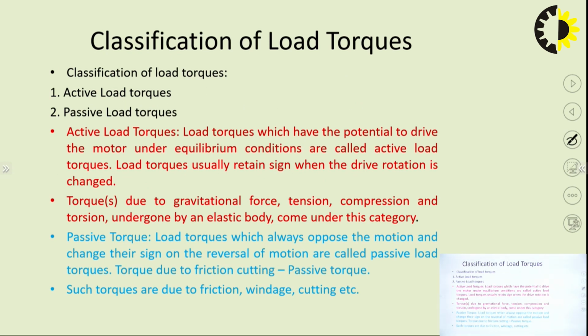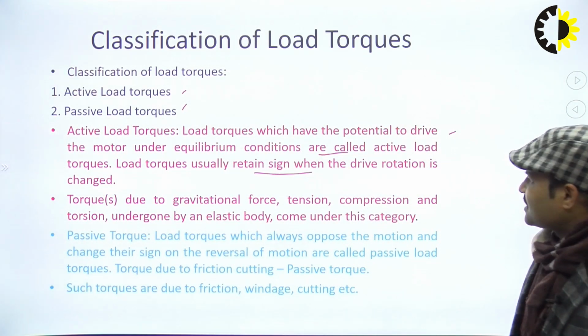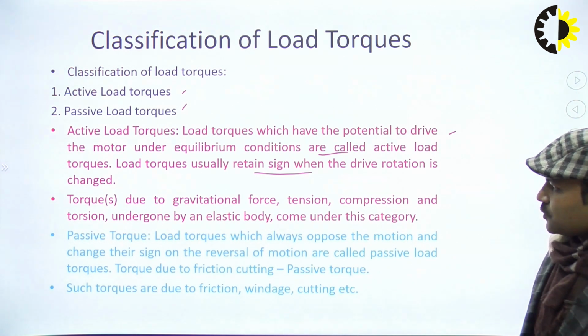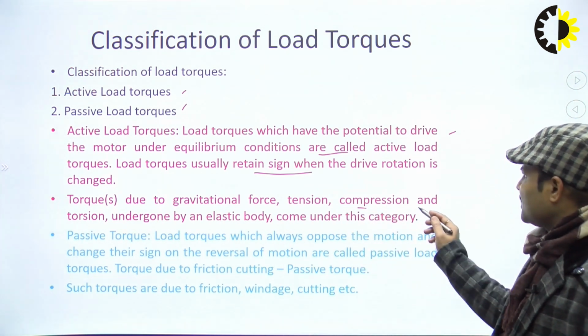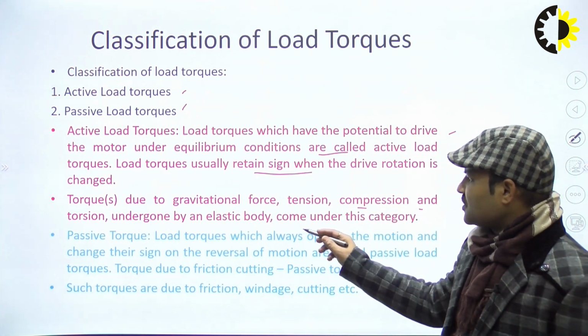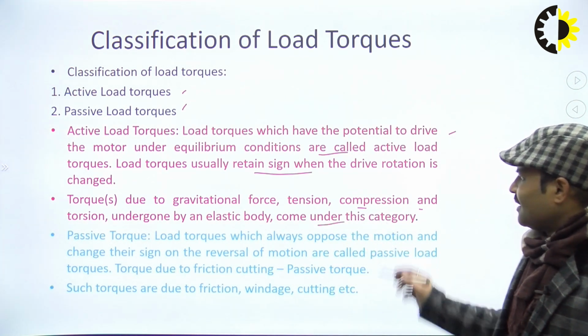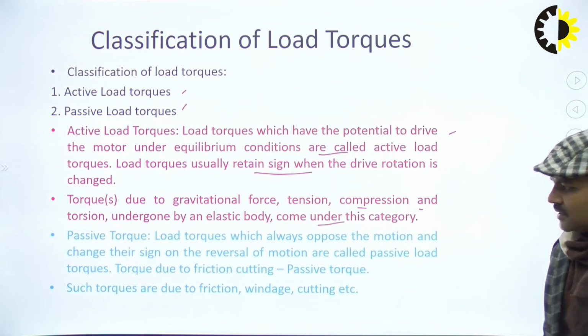Classification of load torque: active load torque and passive load torque. Active load torques, which have the potential to drive the motor under equilibrium condition, are called active load torque. Usually they retain their sign when the drive rotation is changed. Torque due to gravitational force, and tension, compression and torsion undergone by an elastic body, comes under this category.